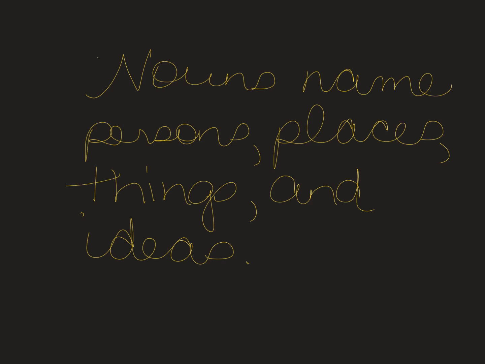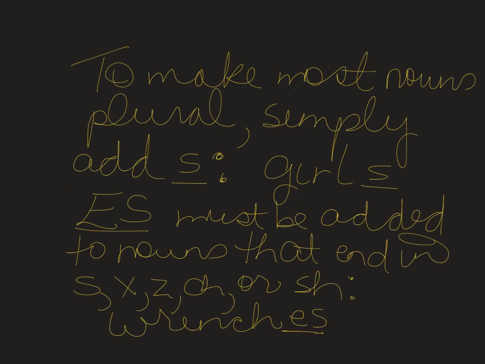As all of you should know, nouns name persons, places, things, and ideas. Nouns are the most often used part of speech of all the 8 parts of speech. Next slide, please. To make most nouns plural, you are simply going to add an S. An example would be girl becomes girls. ES must be added to nouns that end in S, X, Z, CH, or SH. For example, wrench becomes wrenches.